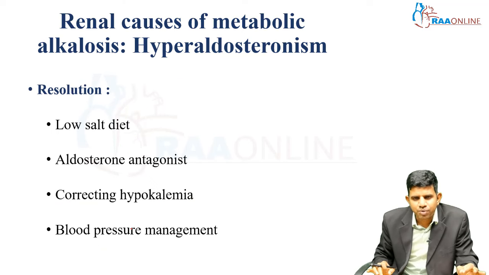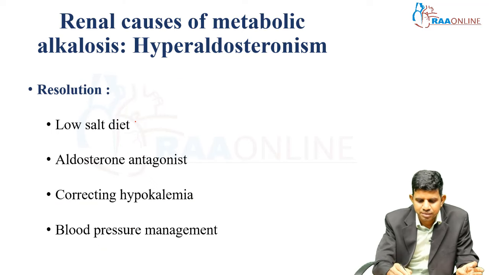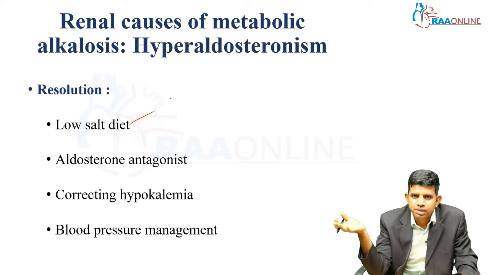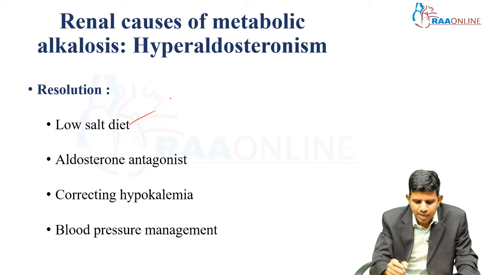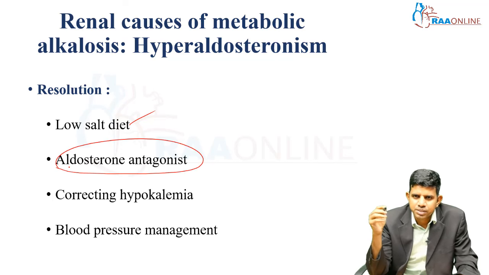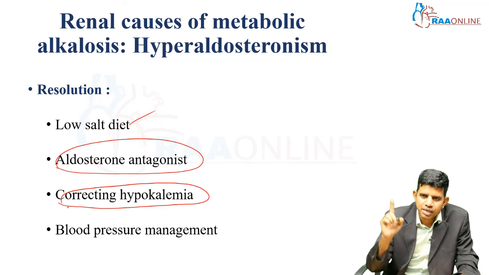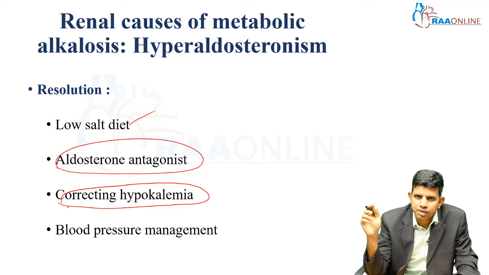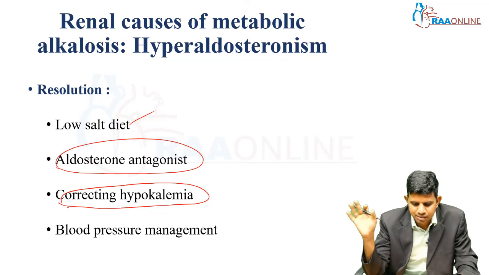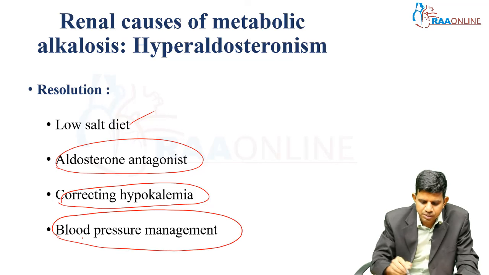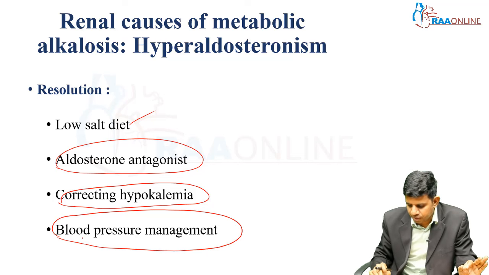Okay. So, how can I treat? Low salt diet. Low salt diet means low sodium delivery to the distal tubules, so the bicarbonate generation will decrease. I can give the aldosterone antagonist. For example, in hyperaldosteronism causing metabolic alkalosis, if I give the aldosterone antagonist, it can prevent or treat the metabolic alkalosis. Always correct a hypokalemia. Without correction of hypokalemia, your metabolic alkalosis won't be corrected. Always, in this hyperaldosteronism, blood pressure management is also very important.